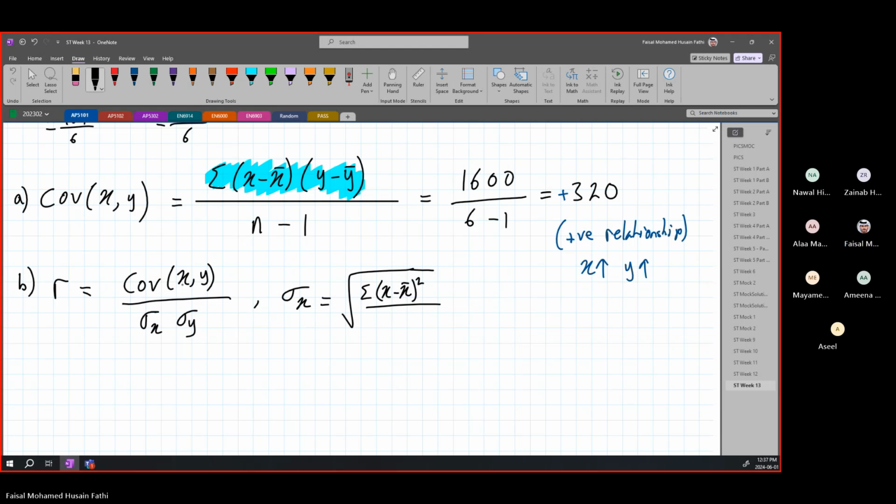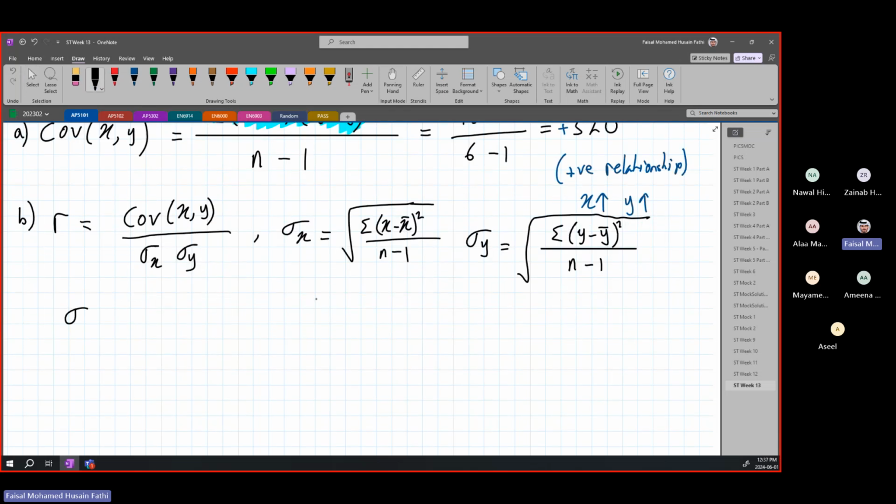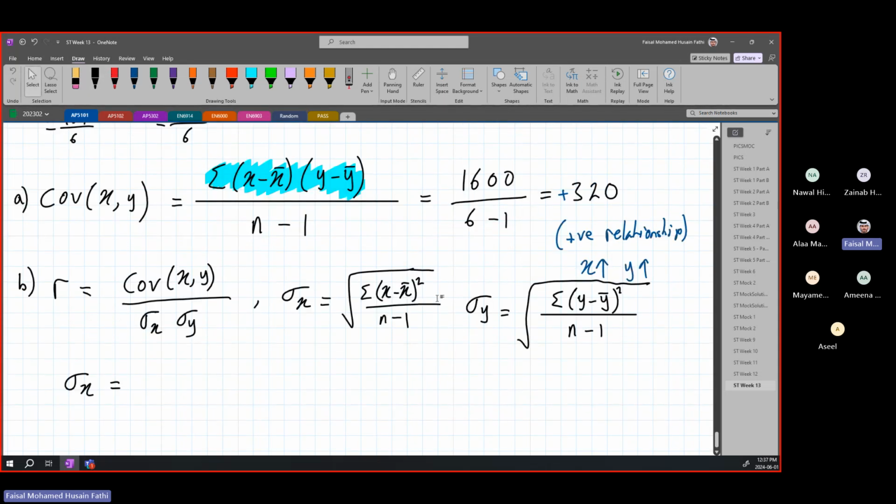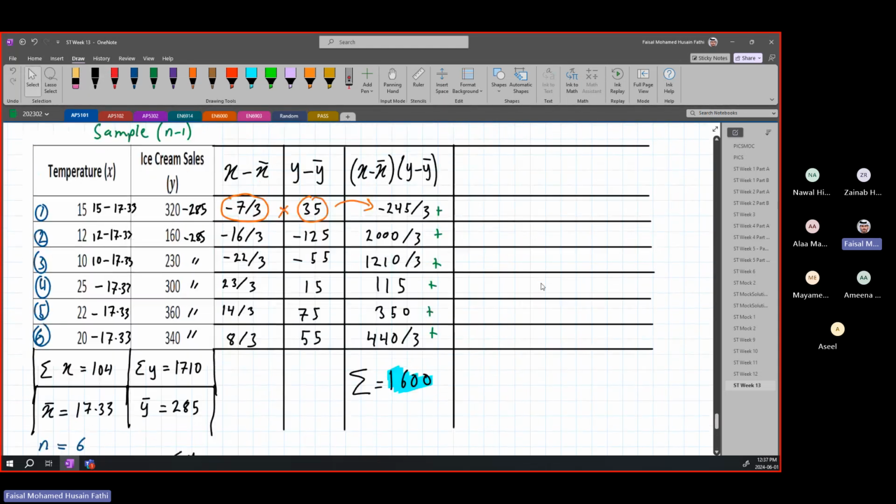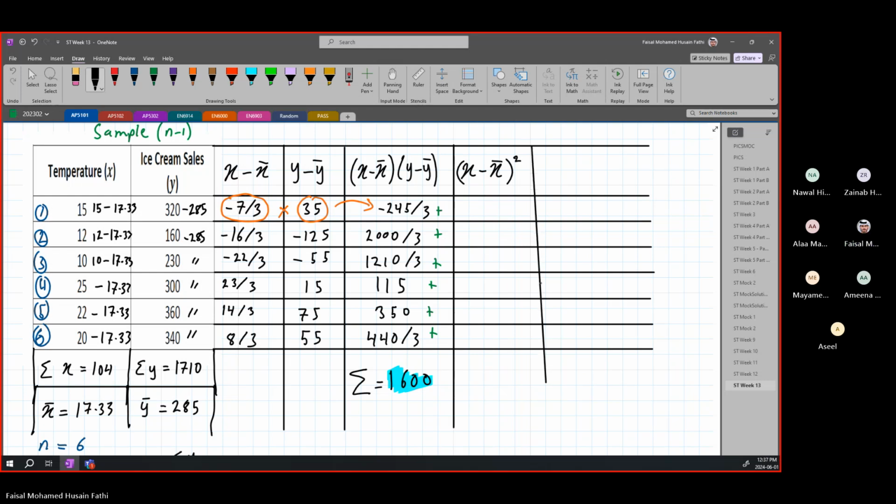The same thing, sigma y is the square root of the summation of y minus y bar squared divided by n minus 1. All right? So we can find our sigma x and sigma y values now, but before that, we need to compute x minus x bar squared and y minus y bar squared. So we come back here, x minus x bar squared and y minus y bar squared. All right?